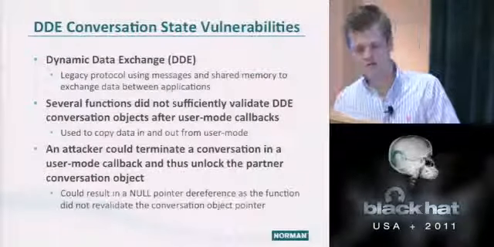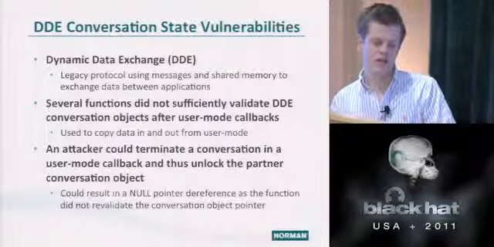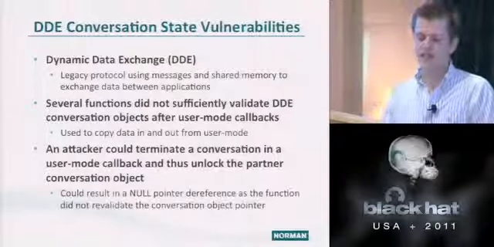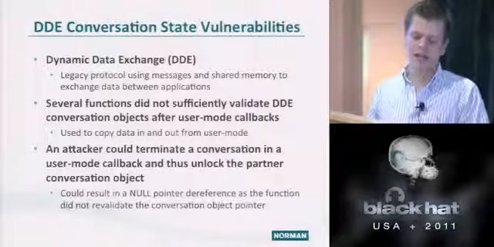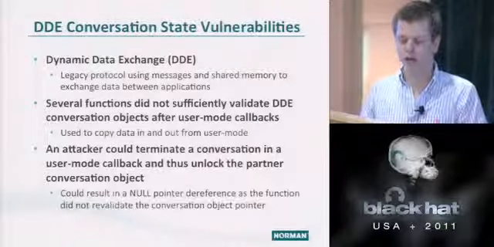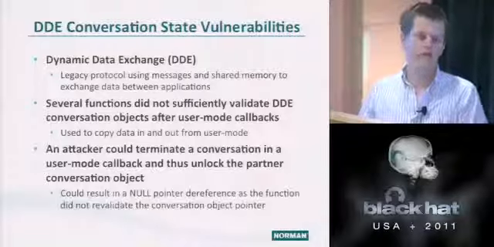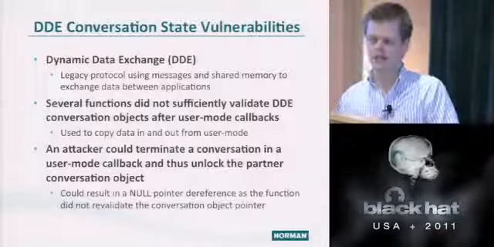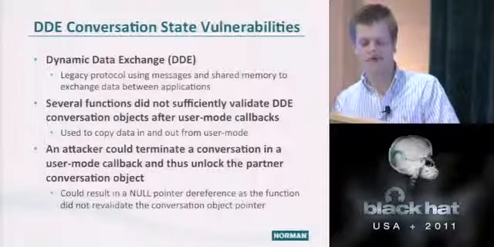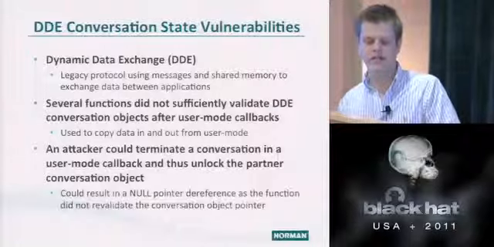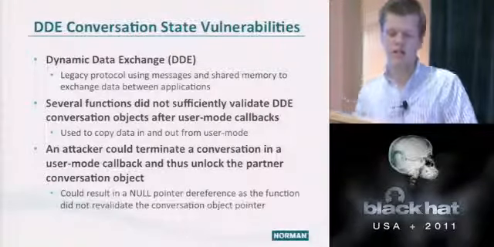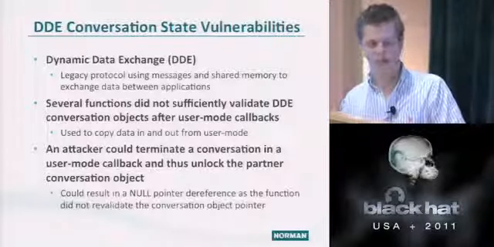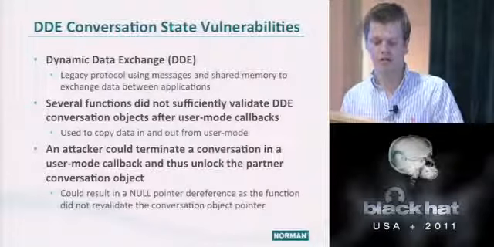So this was another class of vulnerabilities. I think about 10 of them were in DDE conversation state handling. DDE, or dynamic data exchange, is the legacy protocol for passing data between applications. Windows still supports this. And several functions did not sufficiently validate the changes that occurred after user mode callbacks. So it did not check for the pointer to the opposite party. That pointer could possibly be null, so it would end up in a null pointer dereference.